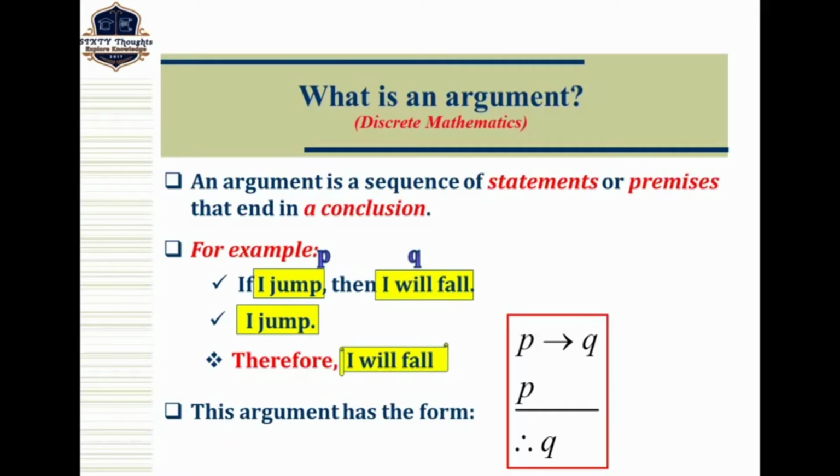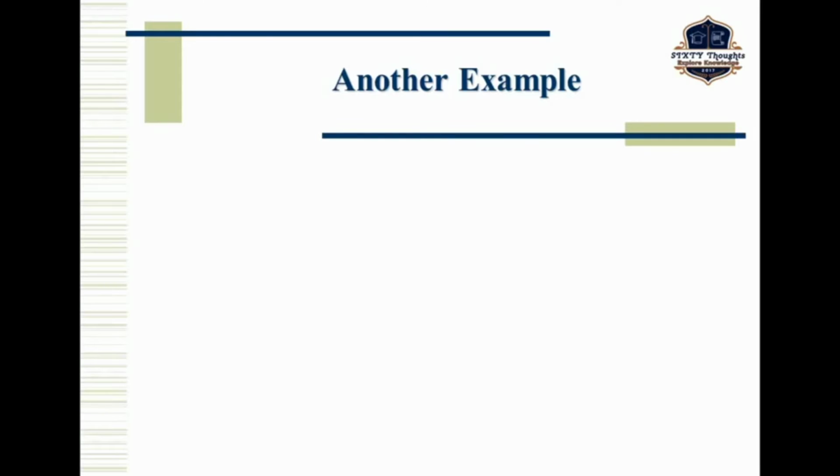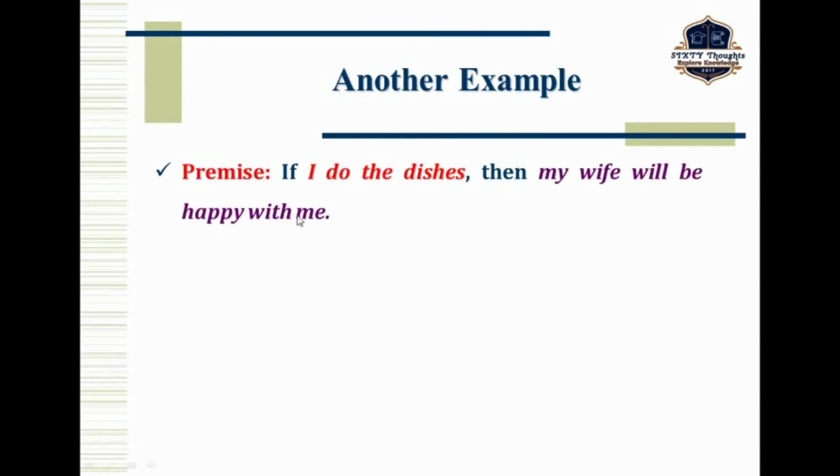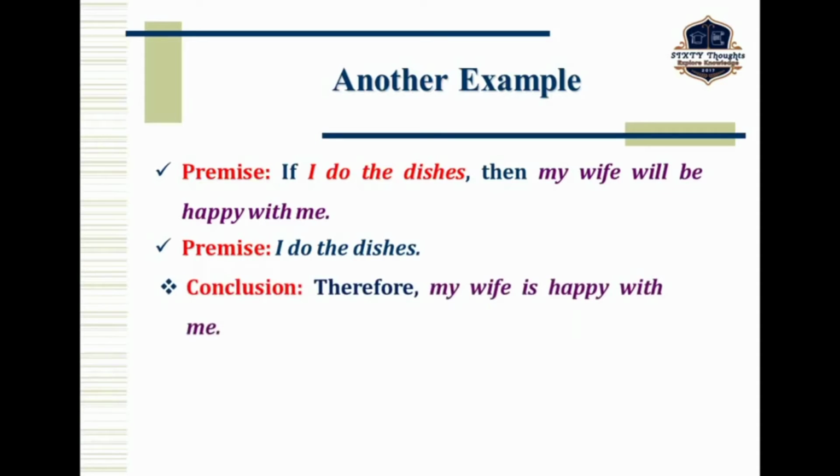Okay. So what is an argument? A list of statements or list of premises from which a conclusion follows. That is called an argument. Okay. So let us consider an example. We consider two premises. If I do the dishes, then my wife will be happy with me. Okay. So the second premise is I do the dishes. Okay. So using these two premises, we can write the conclusion: my wife is happy with me.